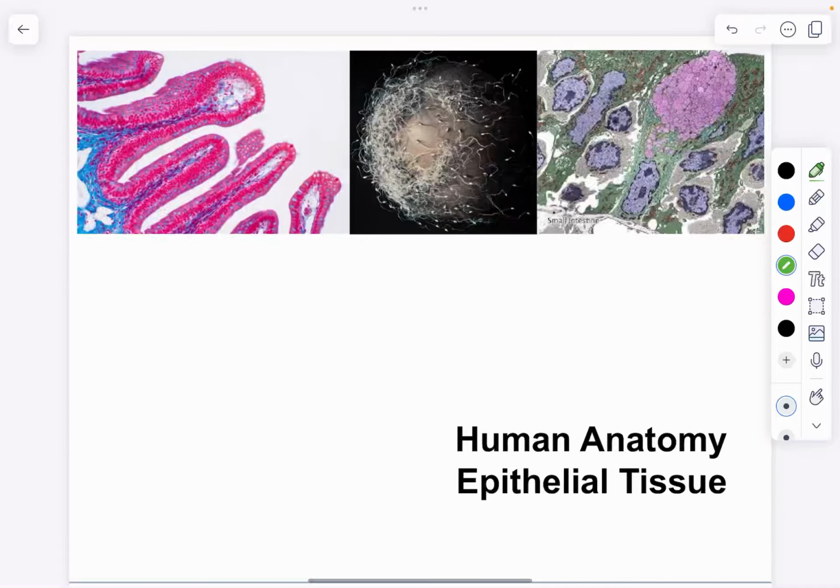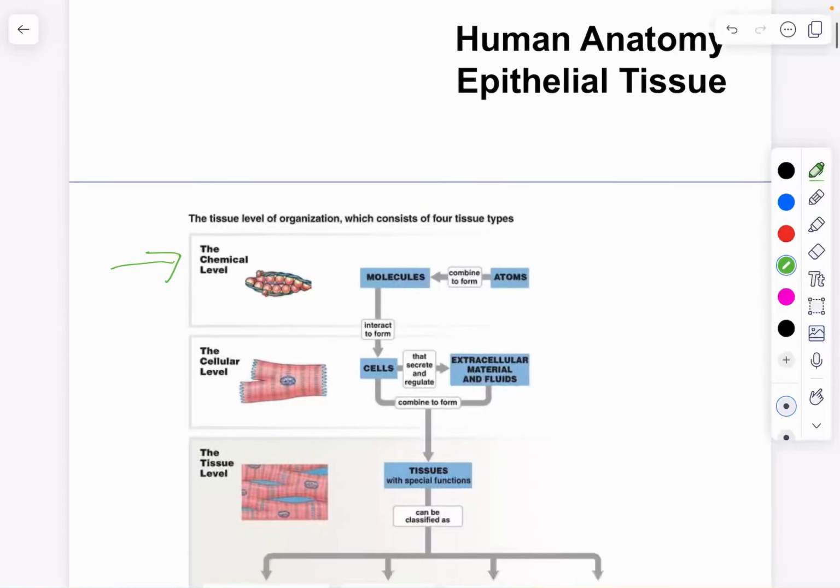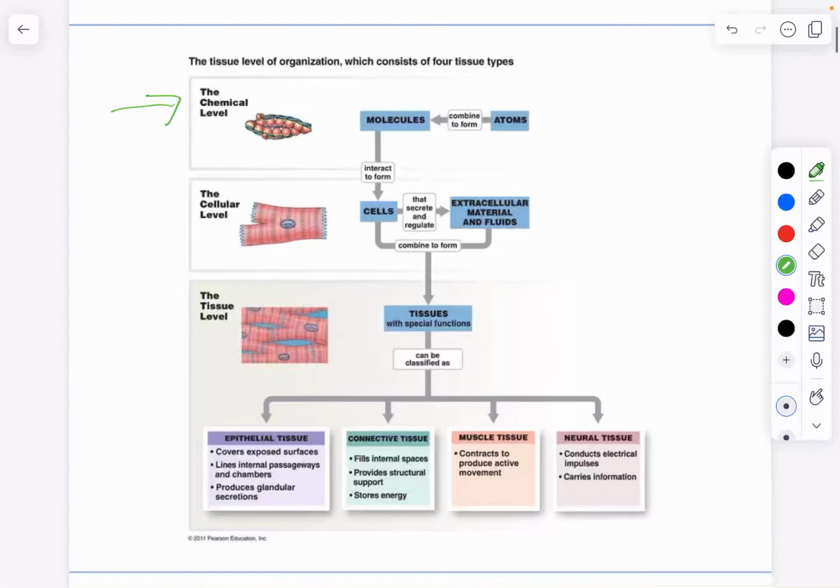Okay, today we are going to talk about epithelial tissue. And you've probably seen this slide a couple times now. I talked about this on the very first day where we talked about the levels of organization. We talked about how atoms come together to form molecules. Molecules come together to form cells, and depending on the way that those molecules come together, you can form different types of cells. And then these cells come together to form tissues.